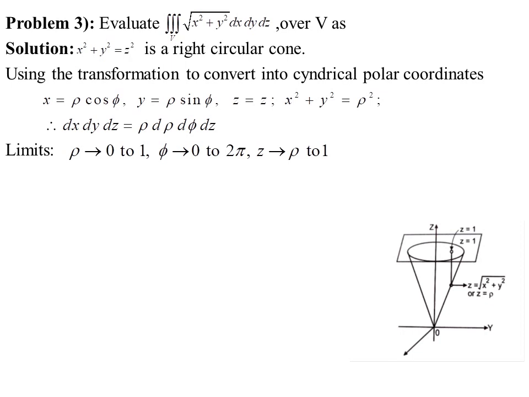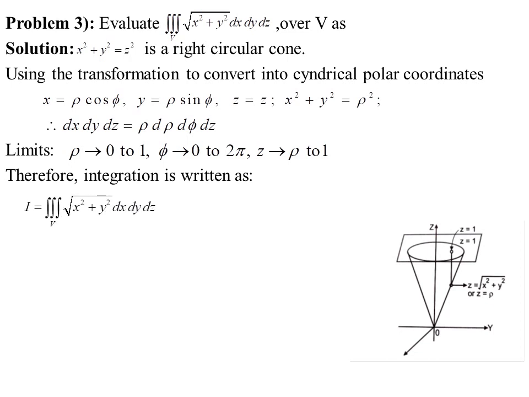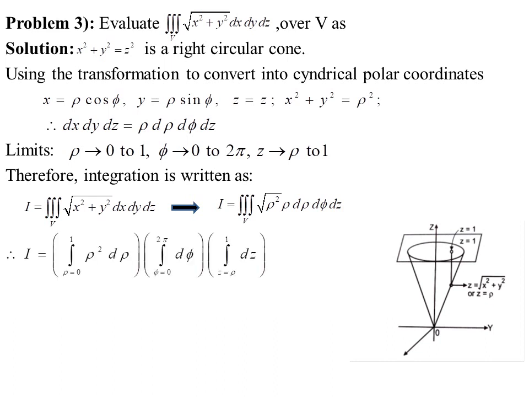So from rho to 1, these are our limits of z. Therefore the integration is written as triple integration over V of square root of z, x square plus y square dx dy dz, which can now be written in terms of rho, phi, z as triple integration over V of square root of rho square times rho d rho d phi dz. So that integration, if you are observing once again, is in separable form. So I have separated the limits and hence the integrations also.